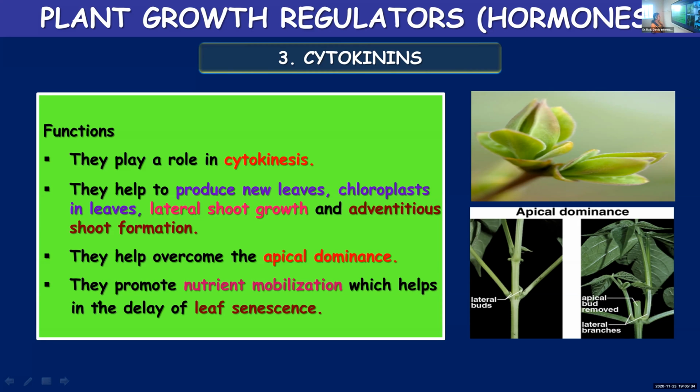They promote nutrient mobilization, means the nutrients present in one part need to be transported to other parts, which helps in delaying leaf senescence. Senescence means aging. So cytokinins perform different functions: promote cytokinesis, help in the production of new leaves, formation of chloroplasts, lateral shoot growth, and adventitious shoot formation. When shoots and roots are formed from parts other than the normal location, you call it adventitious. They help in overcoming apical dominance, and also promote the transport of nutrients from one part of the plant to the other, and help in delaying the aging of leaves.